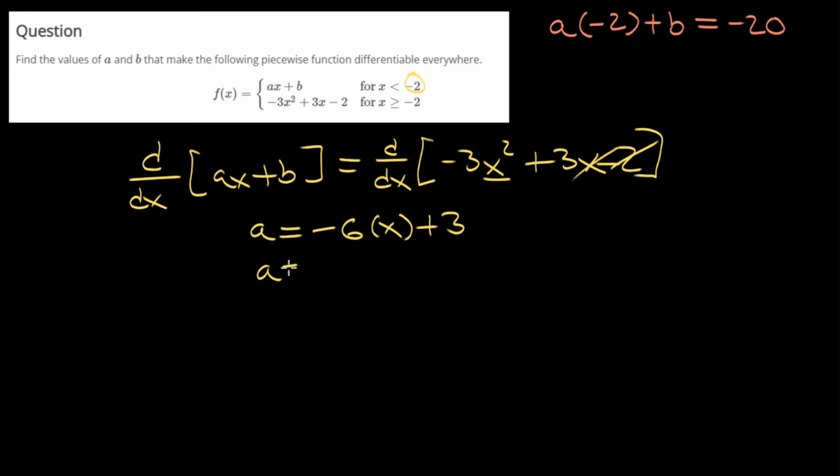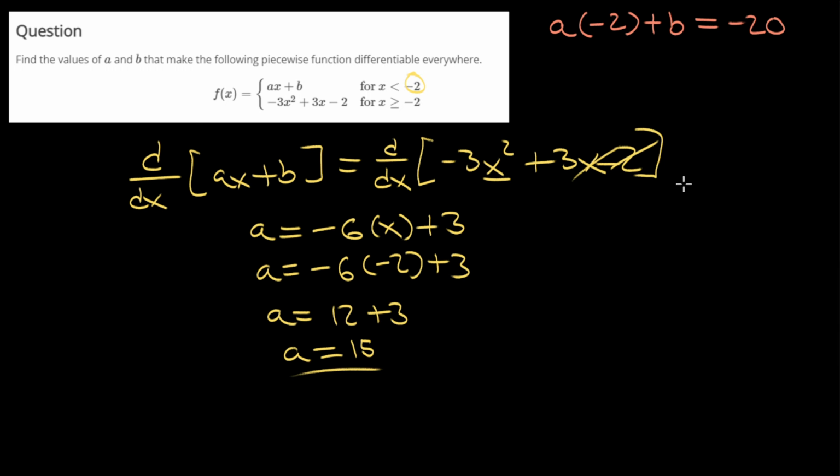So a is equal to -6 times -2 plus 3. This would equal positive 12. So a equals positive 12 plus 3, that's 12, 13, 14, 15. So a is 15. Throughout this derivative step, we found out what a is equal to.